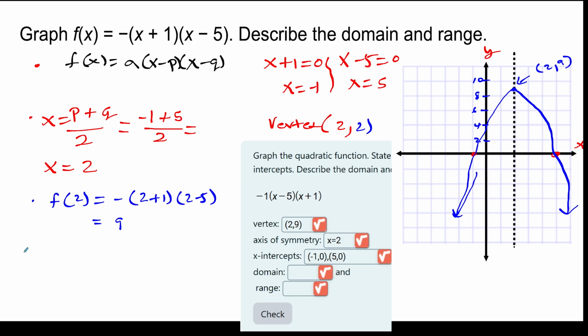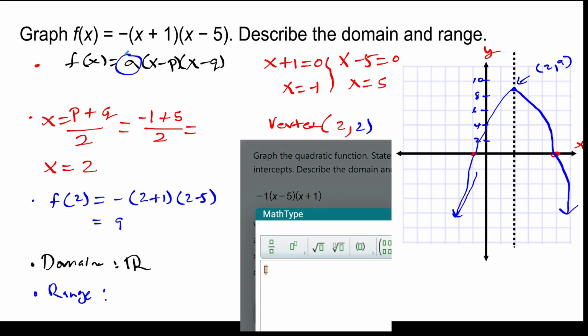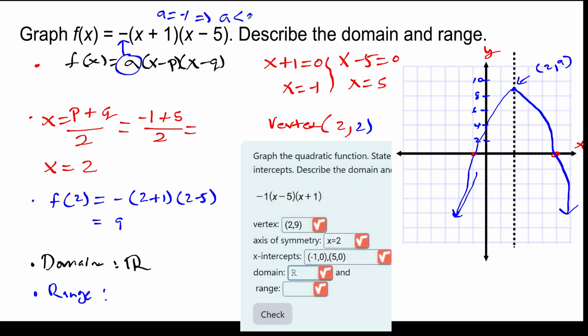Now the next thing that we're supposed to state is the domain and range. The domain for these functions is all real numbers, and then for the range we have to take a look at the y value of the vertex. We know a is negative, so a is equal to -1. That means a is less than 0, so it's opening downwards. So we're going to use y is less than or equal to the y-coordinate of the vertex, which is 9.